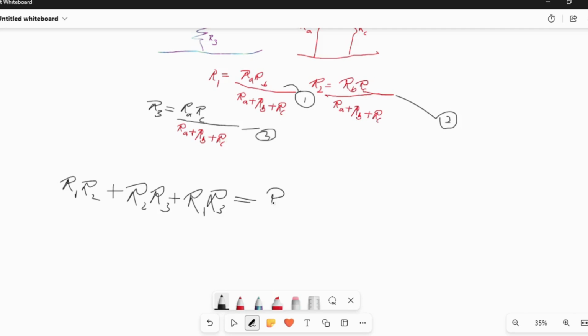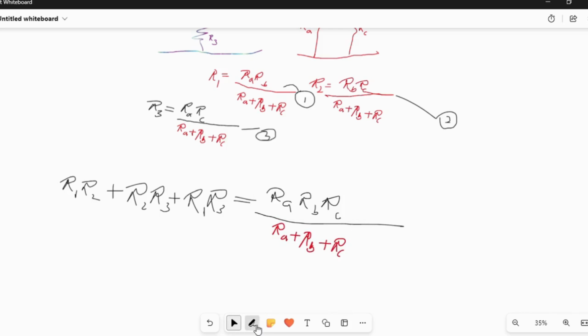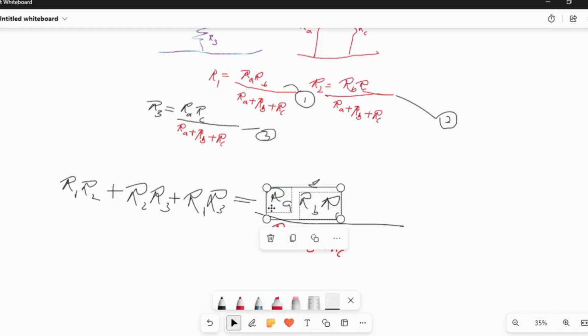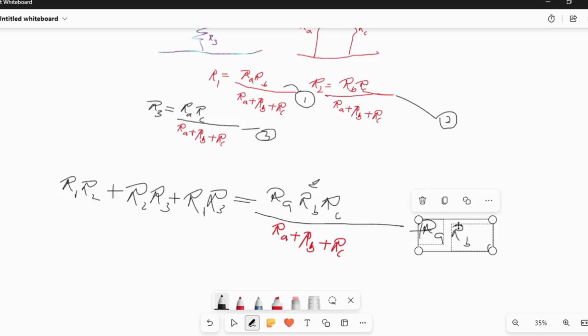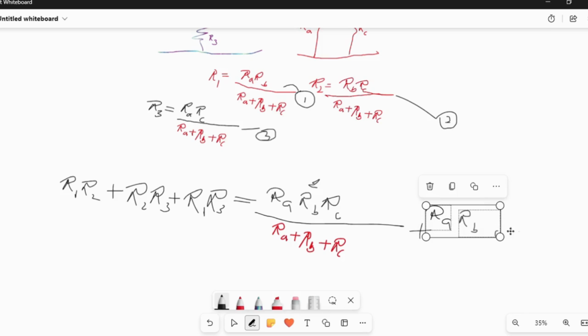RA, RB, RC divided by this, so that is RB squared, and then I will copy these things for my use, and then plus, it's quite messy, plus RC divided by, and this is what?